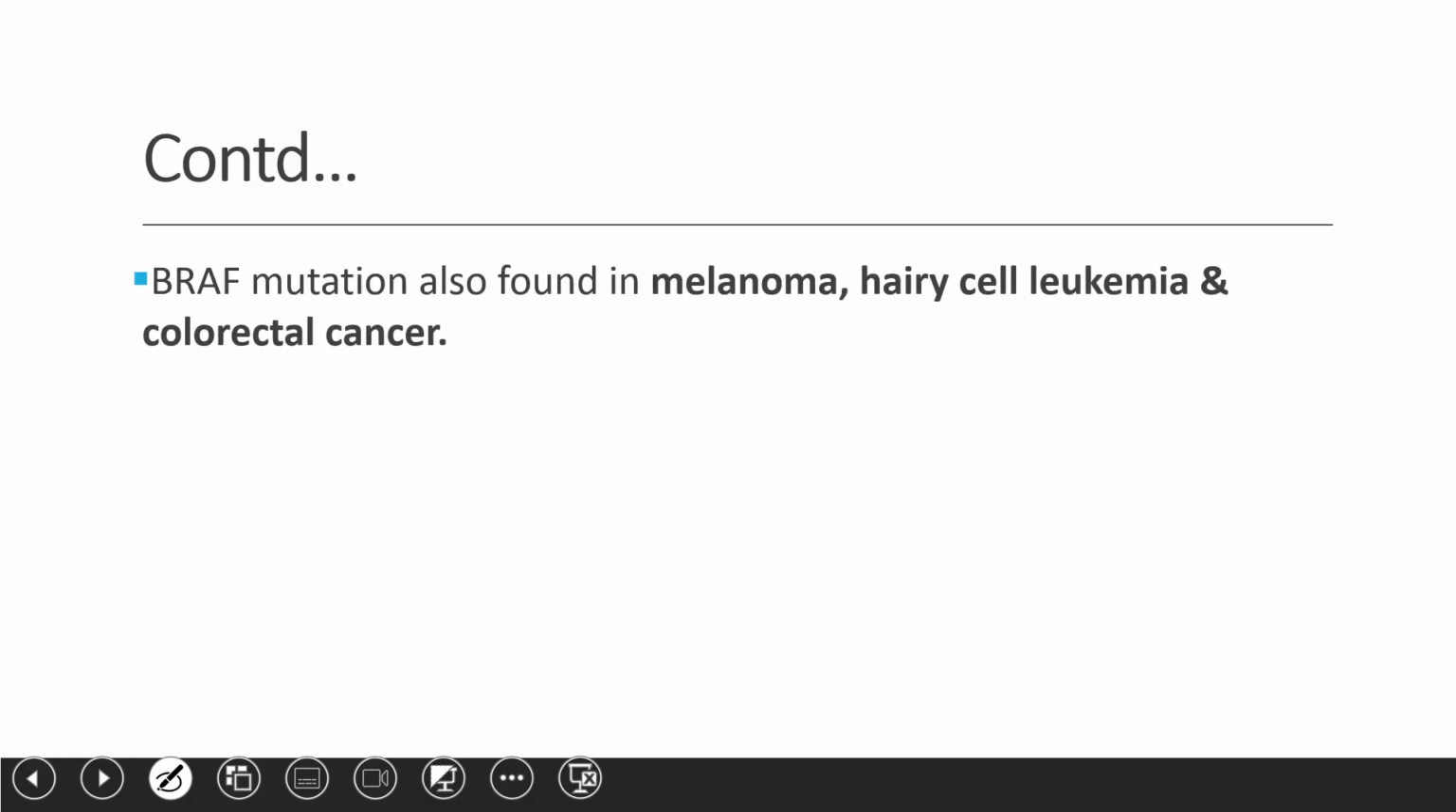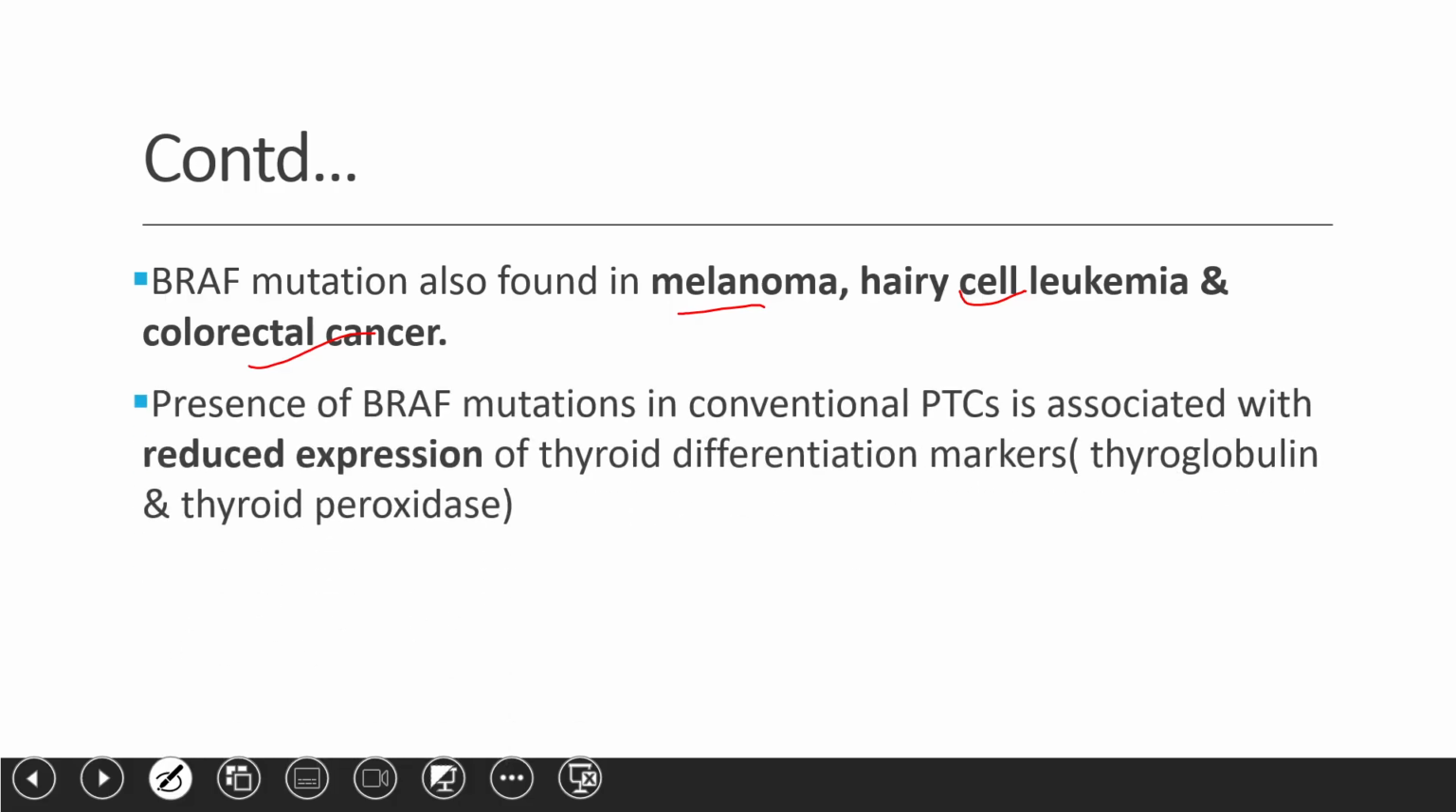And this BRAF mutation can also be found in melanoma, hairy cell leukemia, and colorectal cancer. The presence of BRAF mutation in conventional papillary thyroid carcinomas is associated with reduced expression of the thyroid differentiation markers like thyroglobulin and thyroid peroxidase, which are generally tested by collecting blood from the patient.